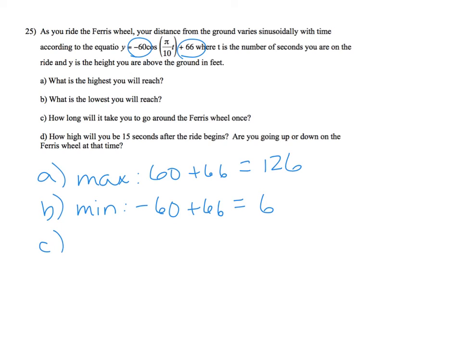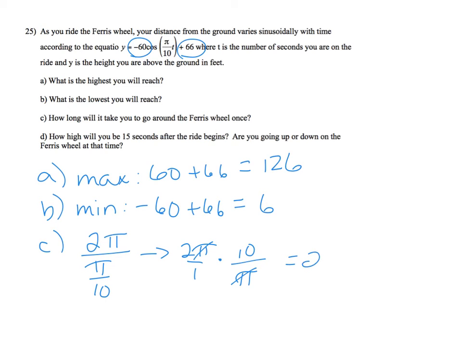How long will it take you to go around the Ferris wheel once? So that means how long will it take to make one complete cycle? That's your period. So that's 2 pi over b. B is pi over 10. So remember, that's keep, change to multiplication, and then flip. Put this together, it takes 20 seconds.